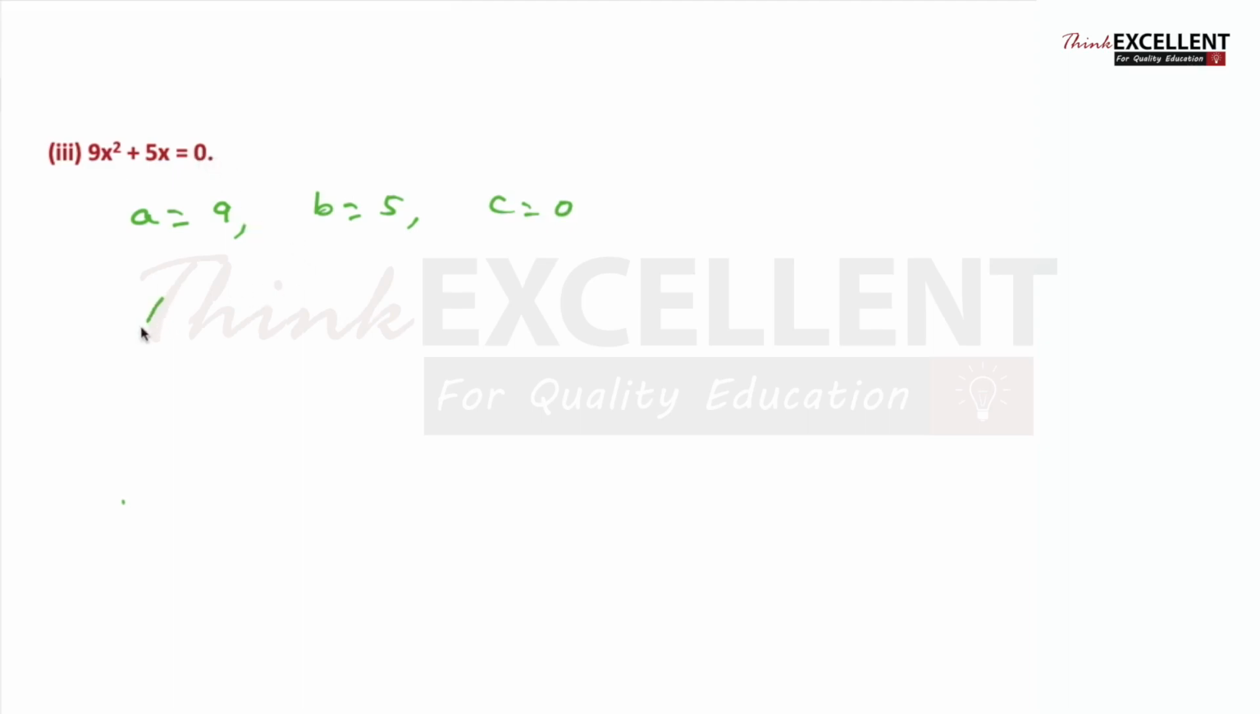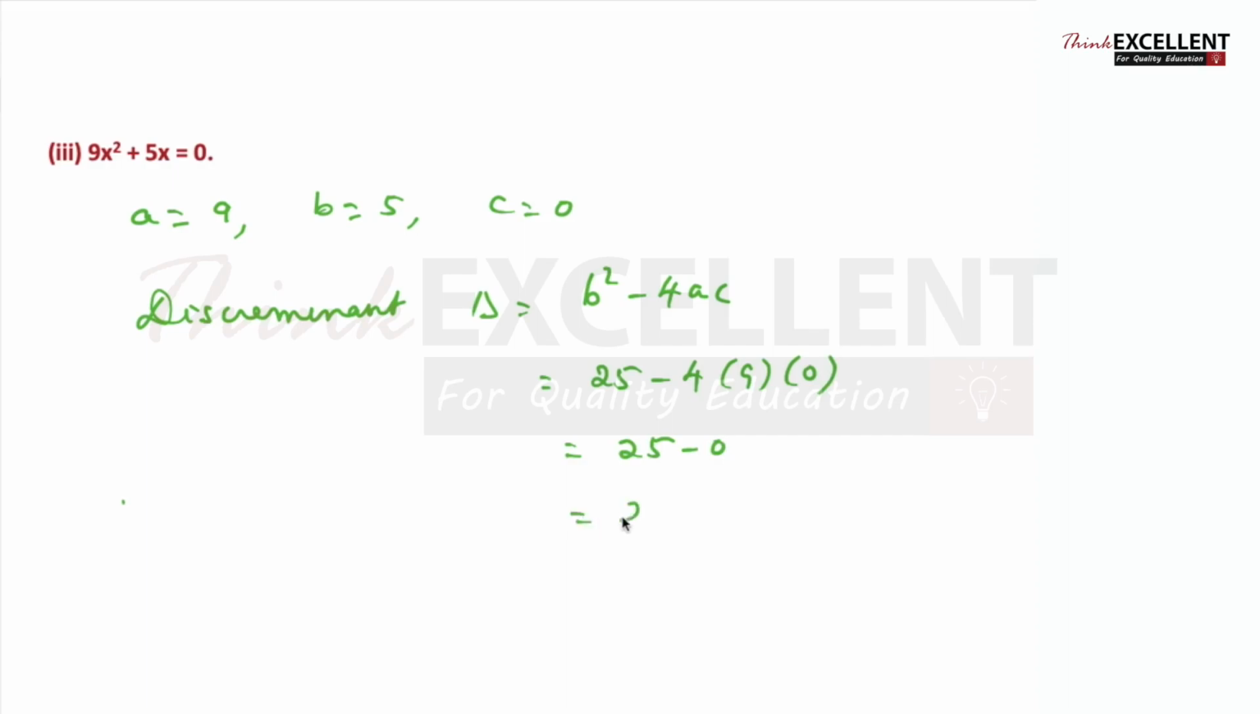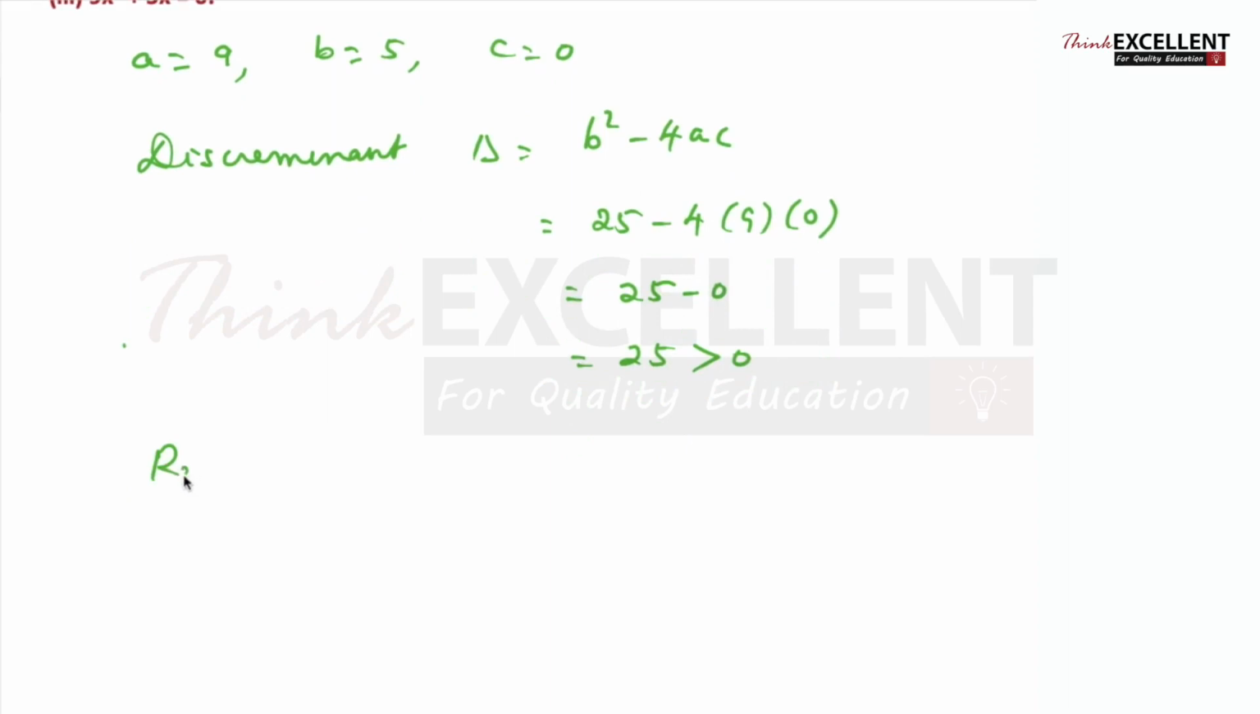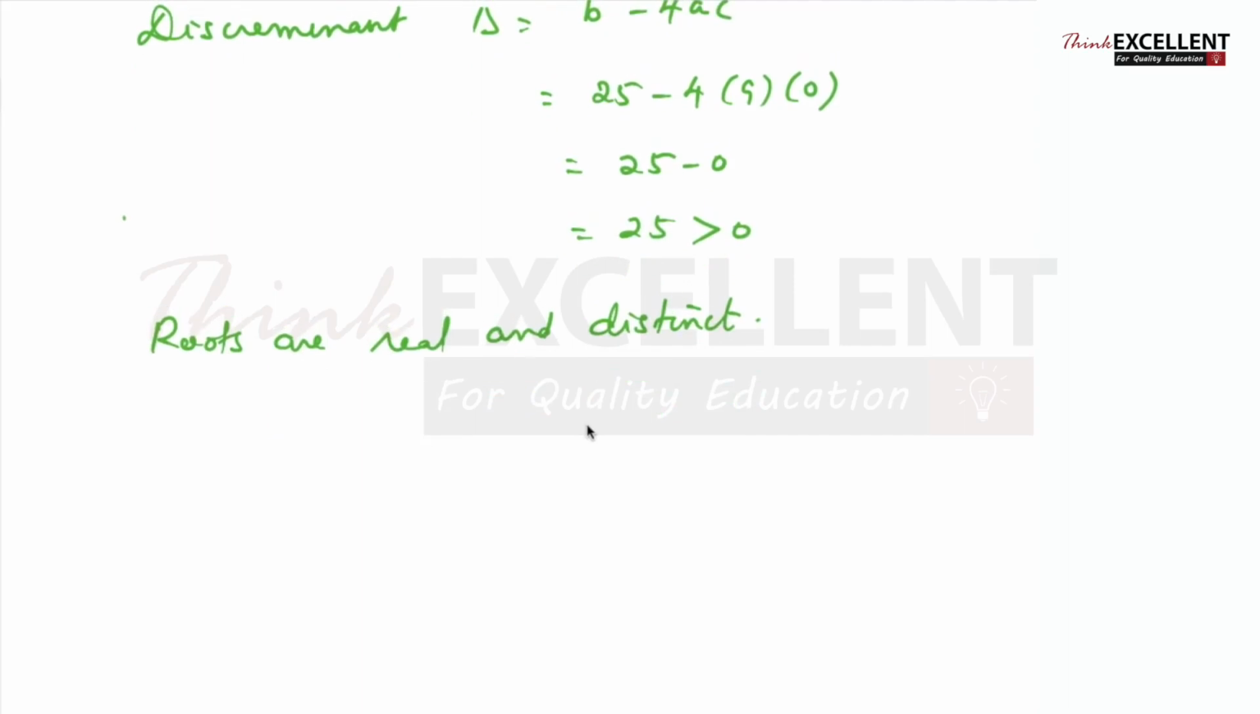So now we find the discriminant. Delta is equal to B square minus 4AC. B square, 5 square, is 25, minus 4 into A into C, and the C value is 0, right? So 25 minus 0. 0 times anything is 0, right? So you are getting 25. It is positive. So here also we say the roots are real and unequal. Roots are real and distinct, and you can say the parabola cuts the x-axis at 2 points.